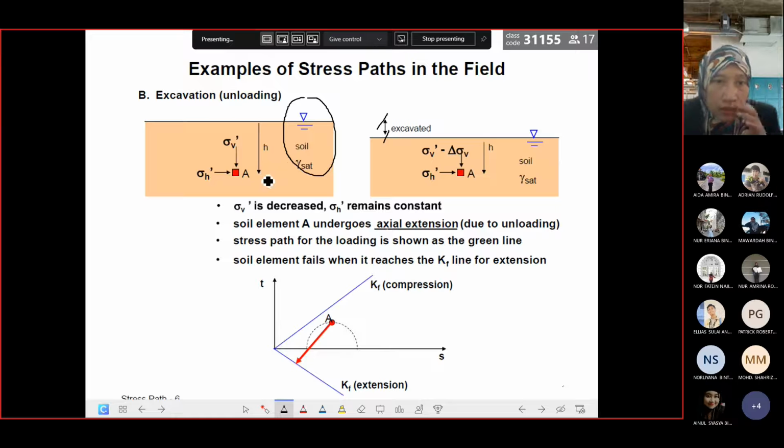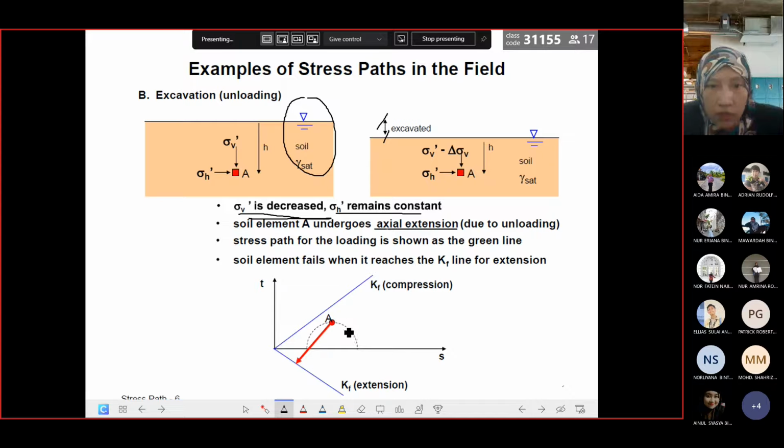So you akan nampaklah bila berlakunya pengurangan dari segi kedalaman, of course tegasan pun akan berkurang. So what happened here is that kita akan nampak the decreasing in the effective vertical stress, and the sigma H remain constant. Right now it is subjected to the axial extension due to unloading. So the stress path for unloading is shown as the green line. So element fails when it reaches the KF line for extension.